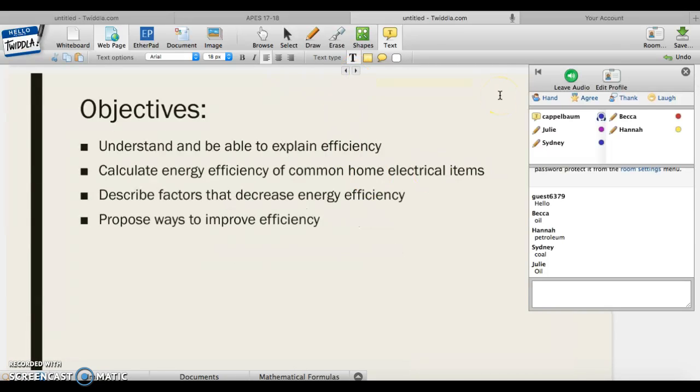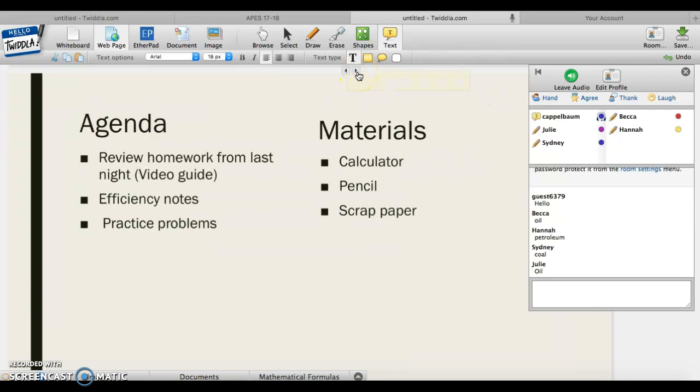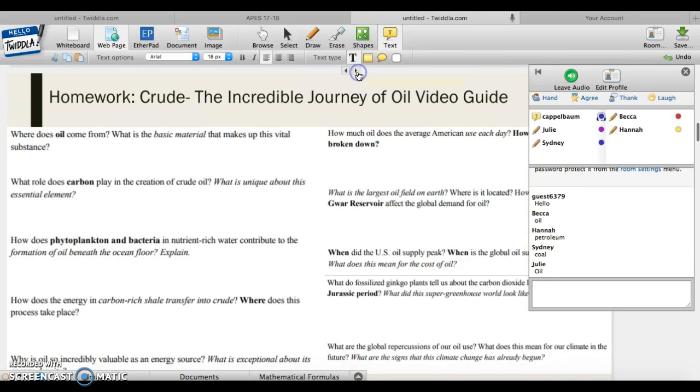Okay, so what we want to accomplish today: be able to explain efficiency, calculate some problems, determine what would potentially decrease energy efficiency, and then possible ways we can improve the efficiency of different appliances. We'll take a quick look at the homework from last night, see if you guys have any questions, talk through a little bit of efficiency notes, and then look at some practice problems. You'll need a calculator, a pencil, and just some scrap paper.